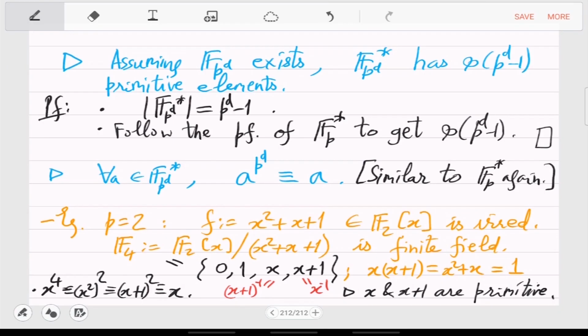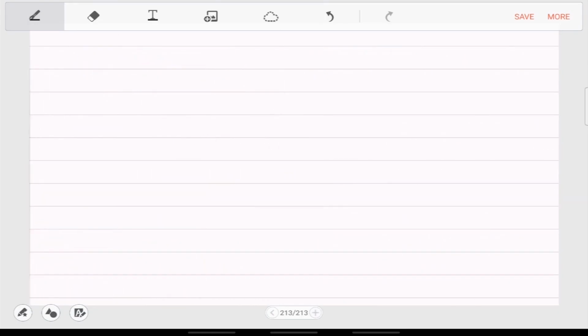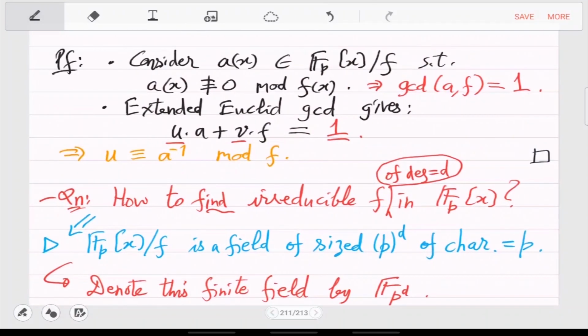Everything works, right? But the problem is, how will you find these irreducible polynomials f? Because here, I just gave it to you, but will it always be possible? So, yeah, that's the question, whether they exist, and then how to find irreducible polynomials of degree d in FpX.